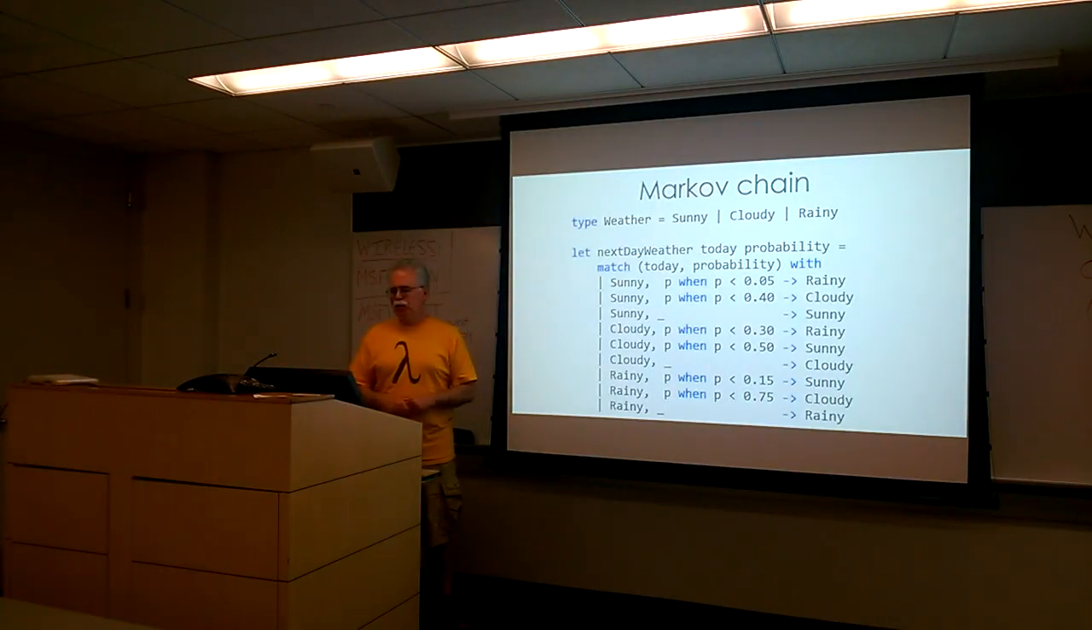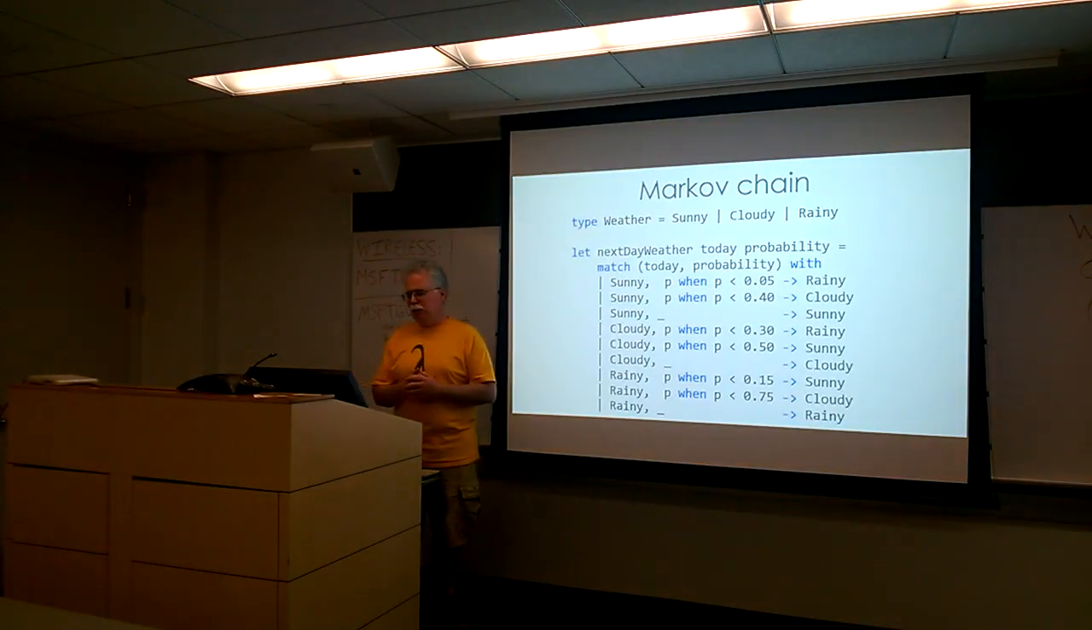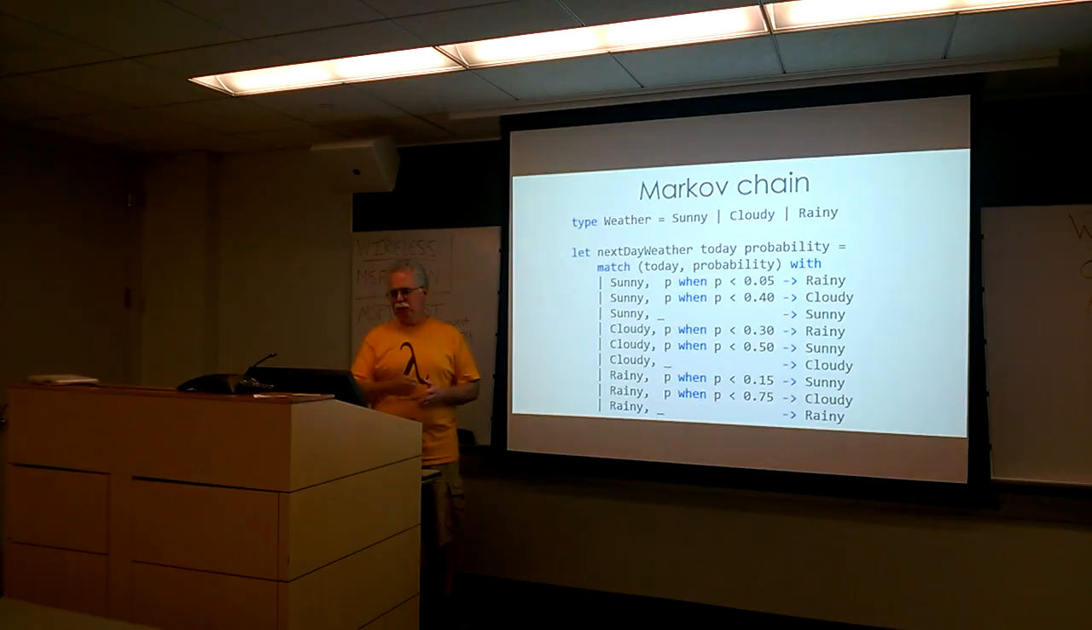So what are the kind of things we can do with this capability to create these infinite unfolds of an algorithm? We can do things like a Markov chain, for instance. And this is a real simple one. So we define a type of weather, and it's real simple. It's either sunny, cloudy, or rainy, and we have a function that implements a match that takes what the weather is today, takes a probability, runs it through this match, and it predicts the weather for the next day. And that just goes on to infinity.